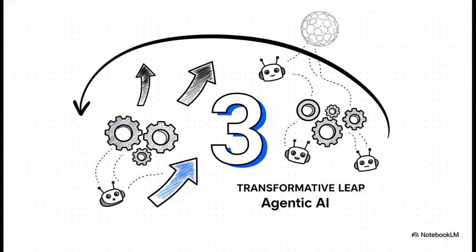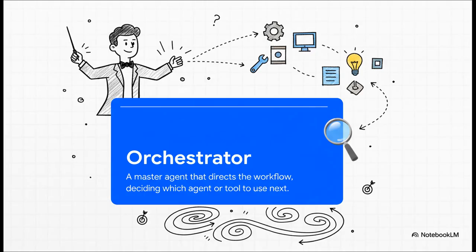And that brings us to the third and final leap. This is the piece that ties everything together. This is what transforms a simple workflow into a truly intelligent, autonomous system. We introduce the orchestrator. Think of it as a master agent, kind of like a project manager. Instead of following a rigid, predefined workflow, the orchestrator looks at the overall goal and, in the moment, decides which agent or which tool is the right one for the next step.